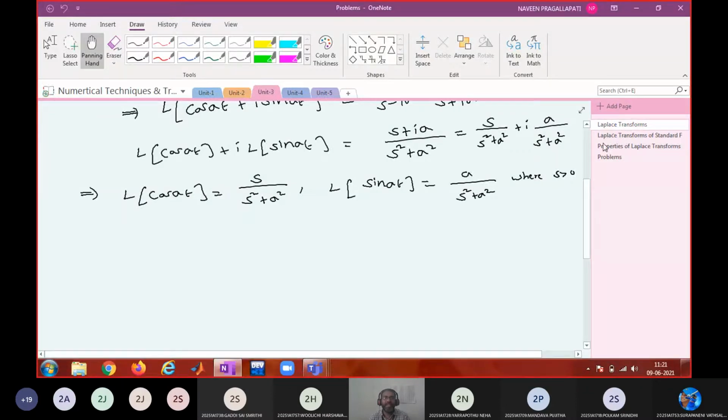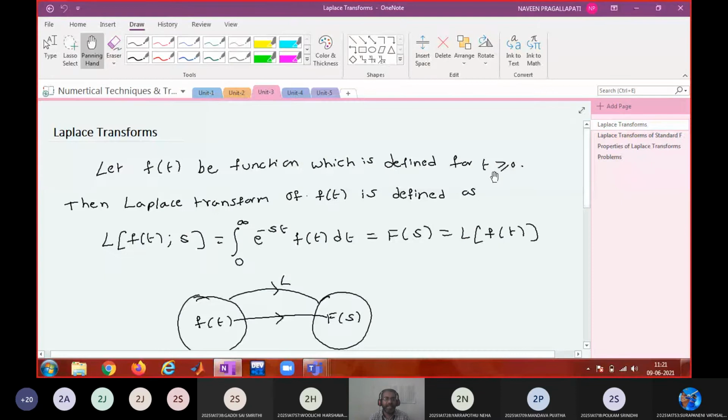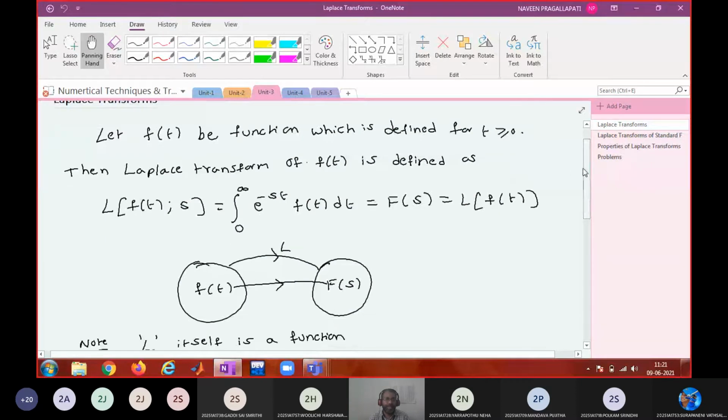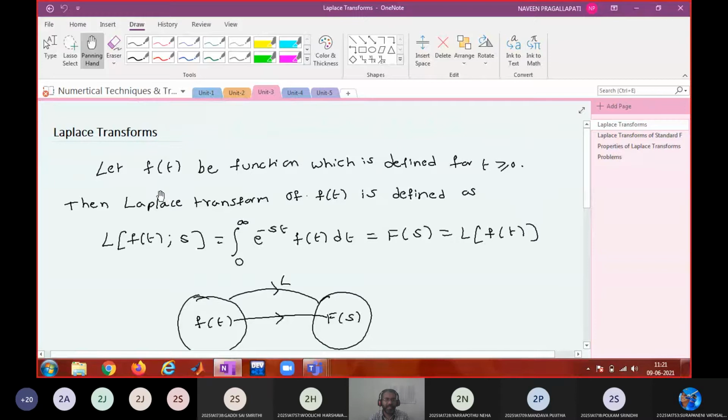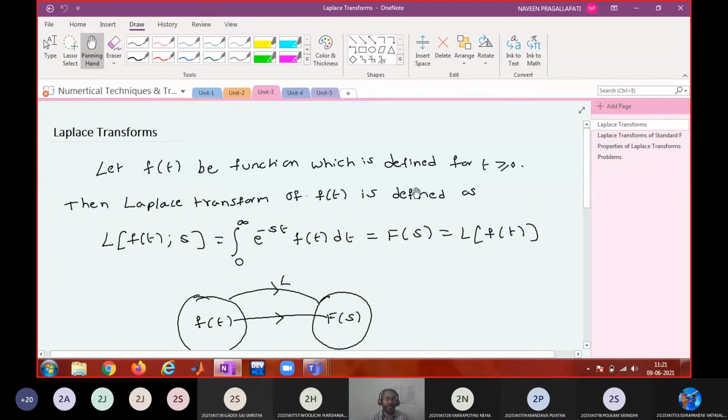So we were discussing Laplace transforms. In the last class, we have seen the definition of Laplace transform. Basically, Laplace transform is defined for all t greater than or equal to 0. All functions are time-dependent functions. So if t is less than 0, we assume that the function value to be 0.